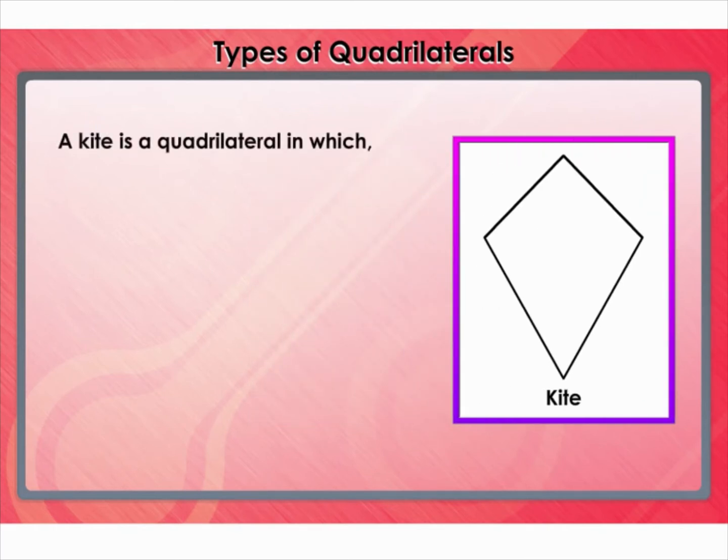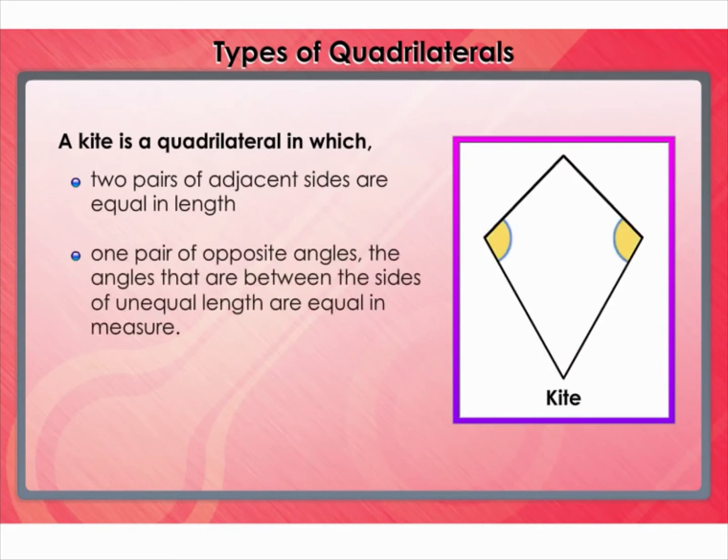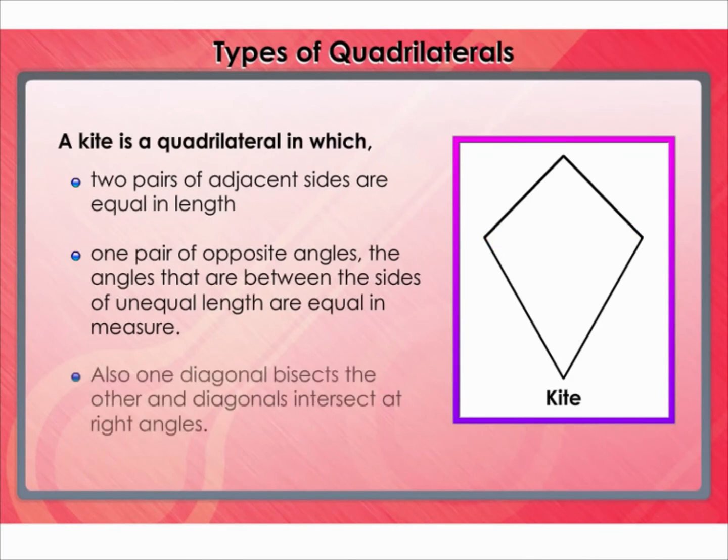A kite is a quadrilateral in which two pairs of adjacent sides are equal in length. One pair of opposite angles, the angles that are between the sides of unequal length, are equal in measure. Also, one diagonal bisects the other and diagonals intersect at right angles.